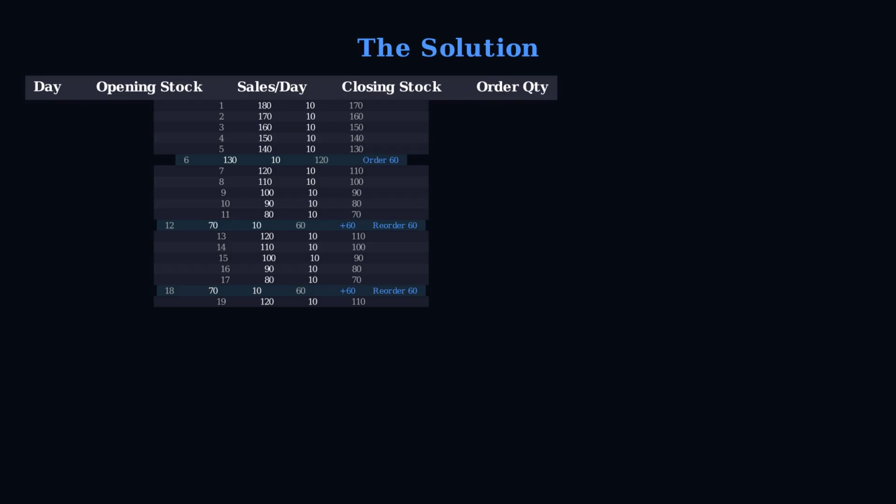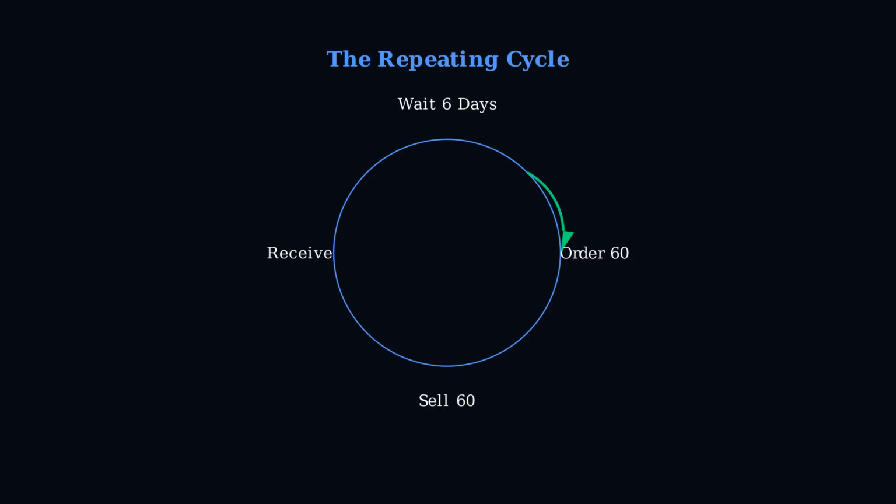Days 13 through 19, smooth sailing again at 10 units per day. And on day 18, we receive our second order and place a third. This creates a perfect cycle: every 6 days, reorder 60 units. Closing stock never drops below 60, opening stock never falls below 70, and sales stay locked at 10 per day. The pattern is elegant. Order 60 units, wait 6 days for delivery, receive the stock, sell 60 units over the next 6 days, and repeat. A perfect, self-sustaining cycle.